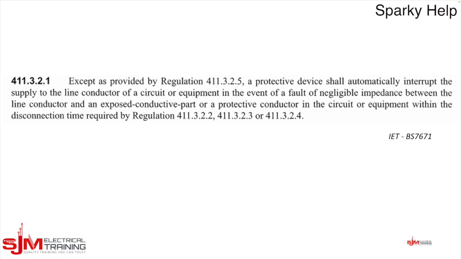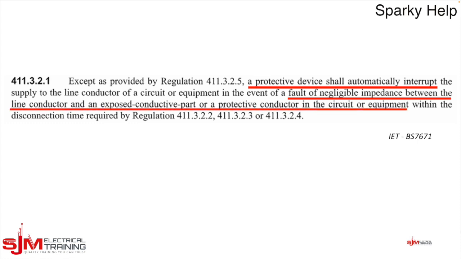So why do we need protective devices in the first place? Well, here's an extract from the IET. A protective device shall automatically interrupt the line conductor, obviously, when we have a fault of negligible impedance. That means 0 ohms between the line conductor and the protective conductor or exposed conductive part, of which more often than not that is the earth or CPC.